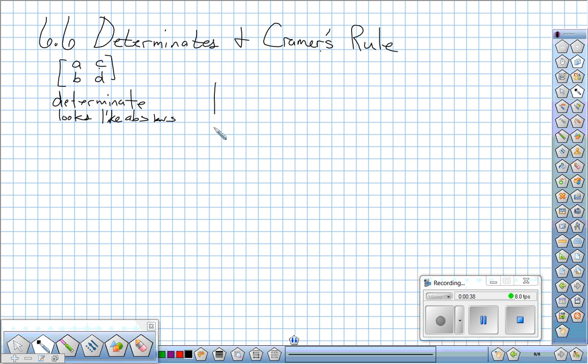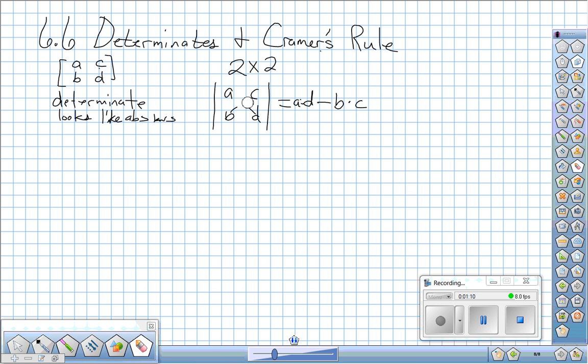And so if I have A, B, C, D, like this, what I basically want you to do, at least on a 2 by 2 matrix, when you have absolute value bars, what that's asking you to do is basically do A times D, minus B times C. So I go AD, minus BC. Okay, so that is what the determinant is.